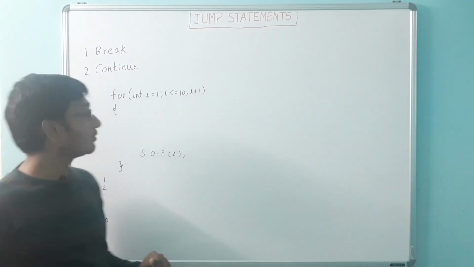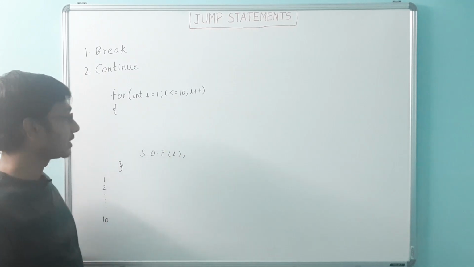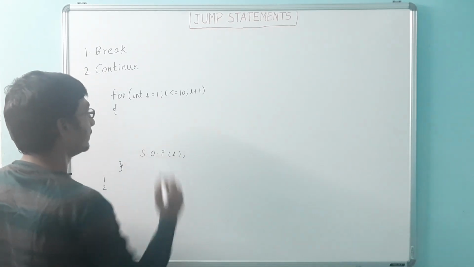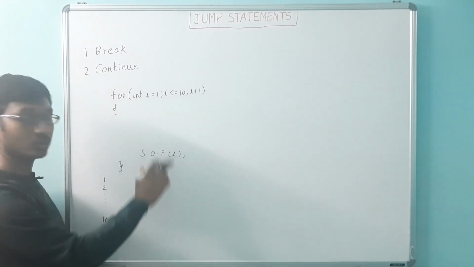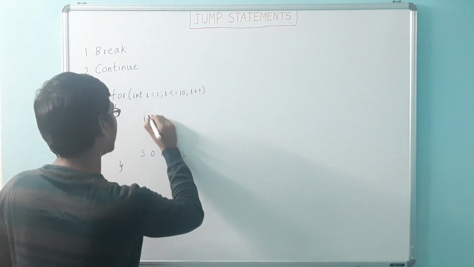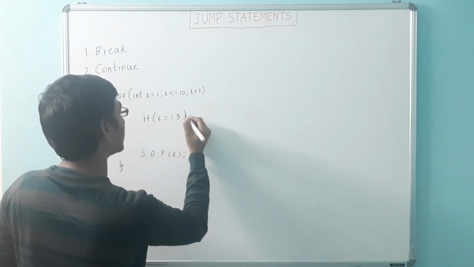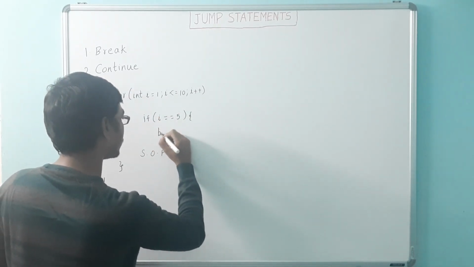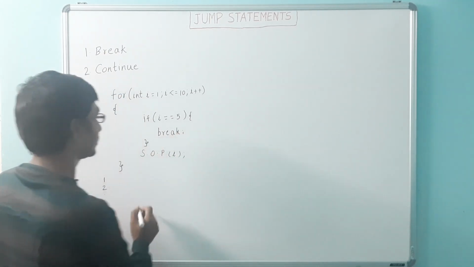In some cases, I wanted to come out of this loop even if this condition is true. That is my requirement. In such cases, we can use the break statement. So let's see an example. For example, this loop continues for I equal to 1 till 10, but if I is equal to 5, I wanted to come out of this for loop. So for that, I can use the break statement like this.